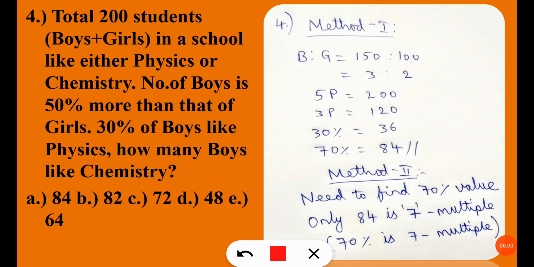Moving to the second method. Second method will be easier than when compared to method 1. Method 2 will be the easier one. What we have to find out? We need to find out 70% value.